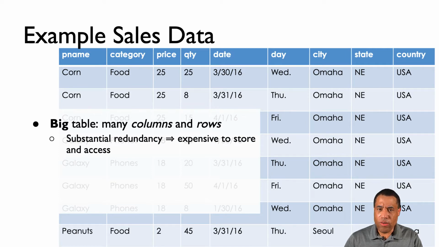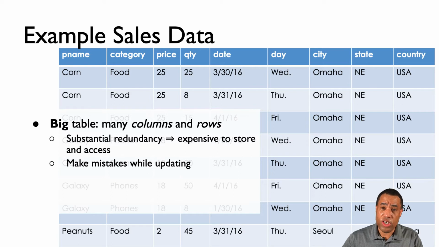So there's a lot of redundancy here. And so storing all of this data is going to be expensive. And accessing the data is also going to be expensive because it's going to take up a lot of space on a disk, which means it's going to take a lot of time to read all of that data just to look at what was the price that we sold corn for in Omaha on March 31st, 2016.